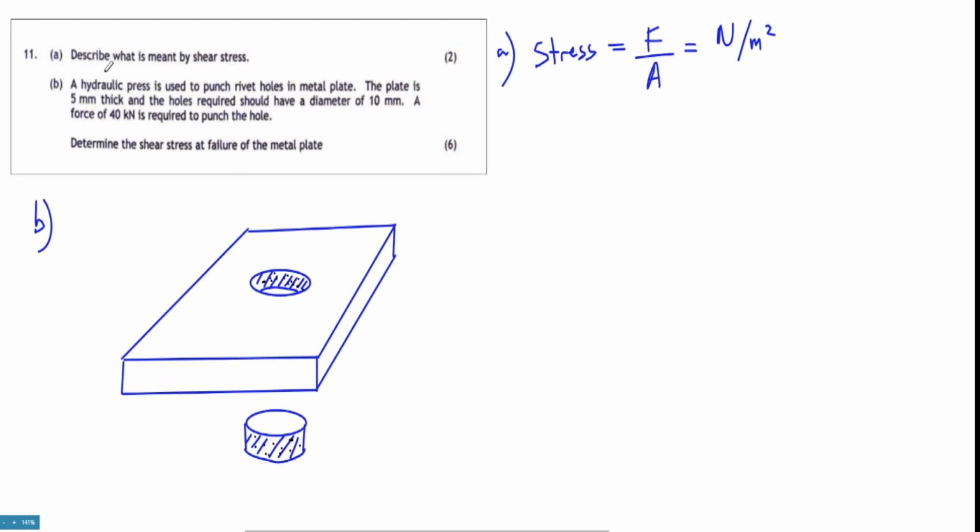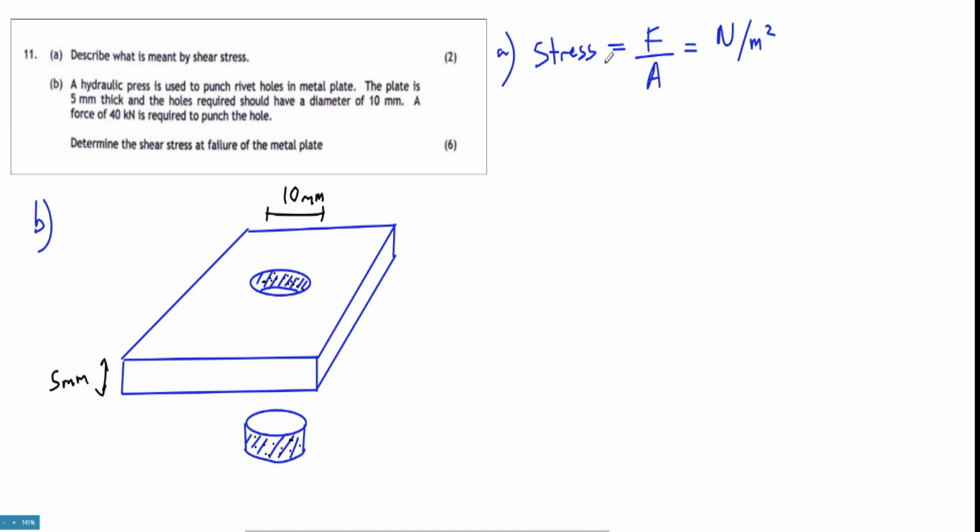Okay. So a hydraulic press is used to punch rivet holes in a metal plate. The plate is 5 mil thick. Not that bad. Normally they're like 2.5 centimeters, like an inch thick. And the holes required should have a diameter of 10 mil. Pretty small. Again, normally about an inch. A force of 40 kilonewtons is required to punch the hole. Determine the shear stress at failure of the metal plate.